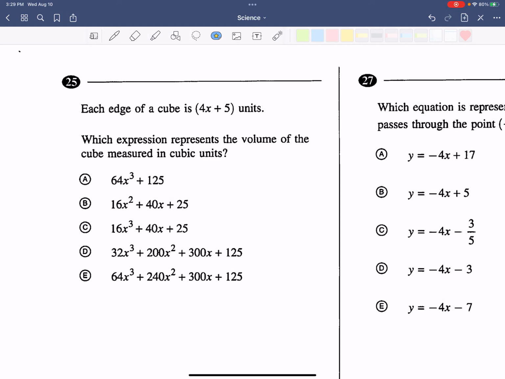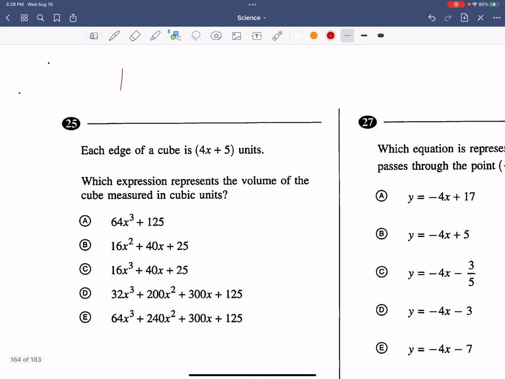Number 25. Each edge of a cube is 4x plus 5 units. If I were teaching students, I would stop and draw a cube, because a lot of them, even though they may have seen it before, are not going to relate it to this problem. So if you haven't already gone over what a cube looks like, this would be a good time.